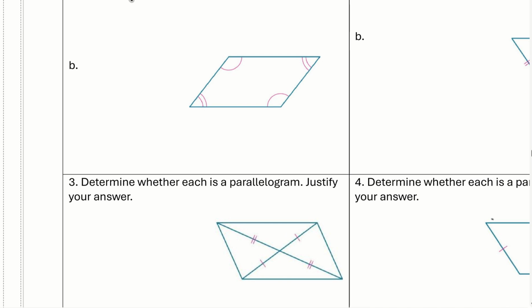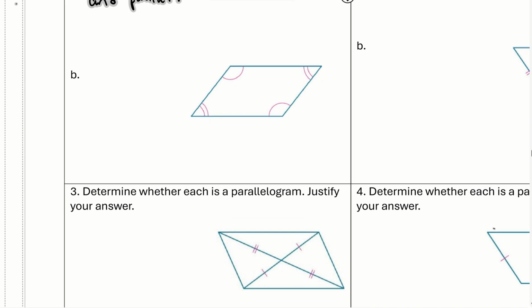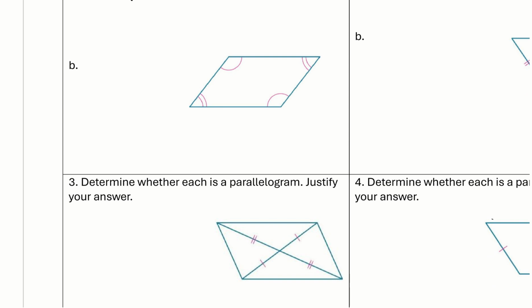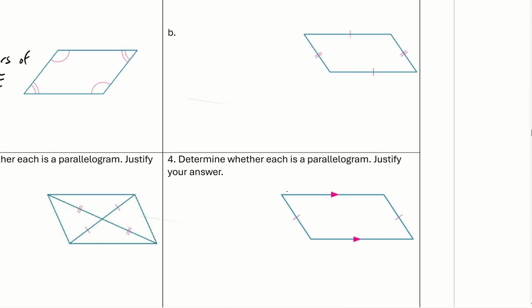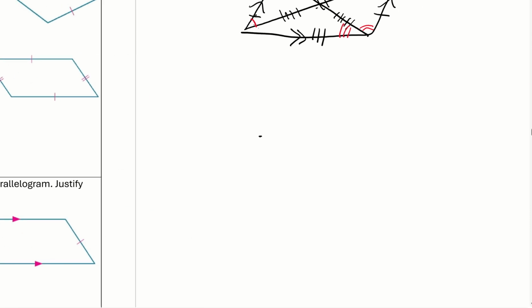Now this one is a yes as well, because one of the theorems in your book is that if two pairs of opposite angles are congruent, which is what you have here, then it's a parallelogram. So this is a yes. So let's prove that a little bit more rigorously.